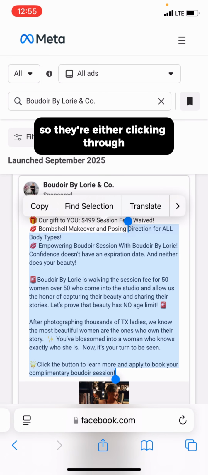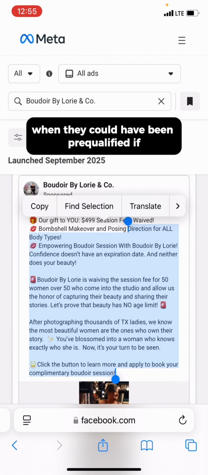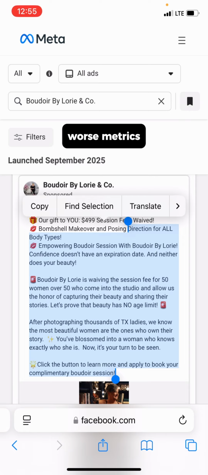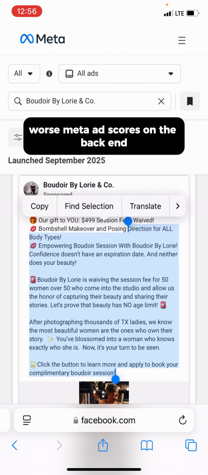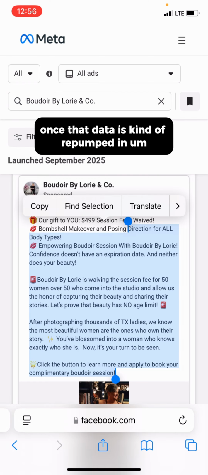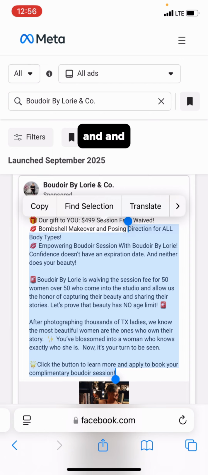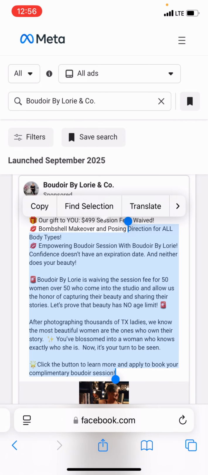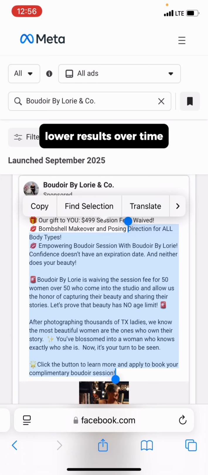So they're either clicking through not pre-qualified, or they're scrolling by when they could have been pre-qualified if we'd just gotten them to read the rest of it. So yeah, worse metrics, lower conversion rate, lower click to conversion rate, worse Meta ad scores on the back end once that data is repumped in. And again, it causes our ad to go to worse and worse quality prospects over time, which means same ad spend, lower results over time. Ad burns out.